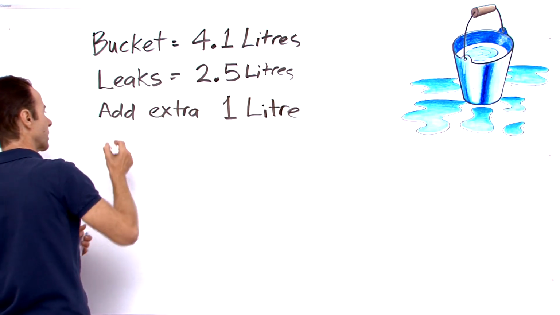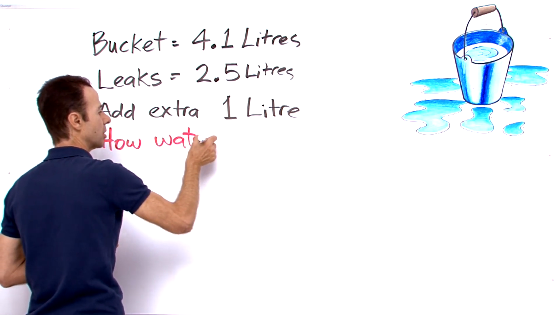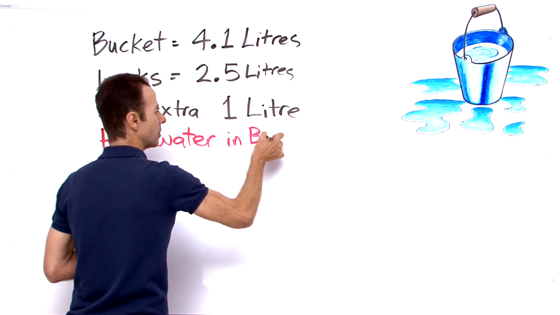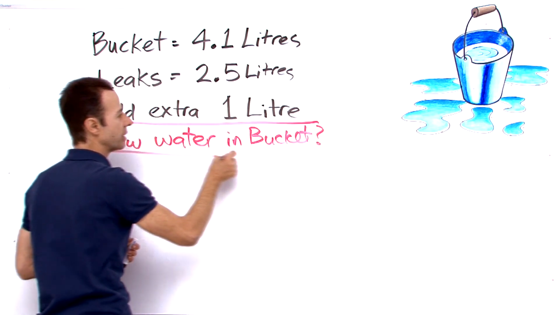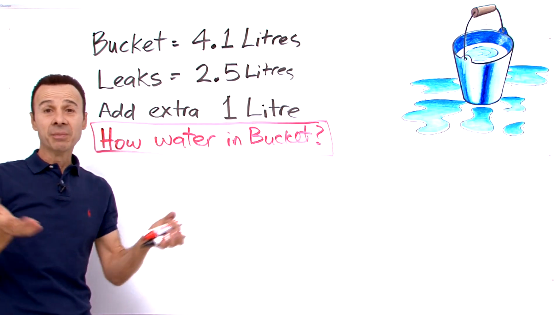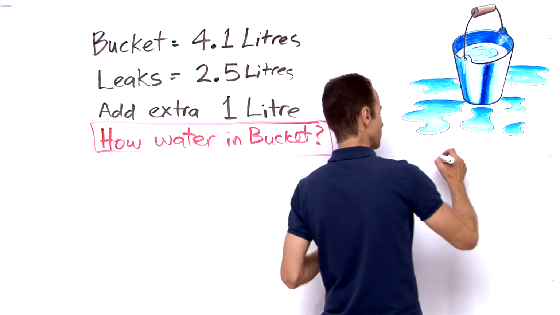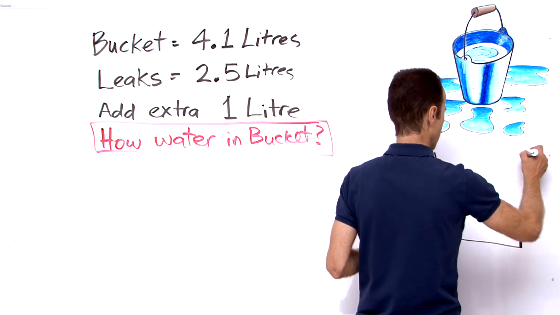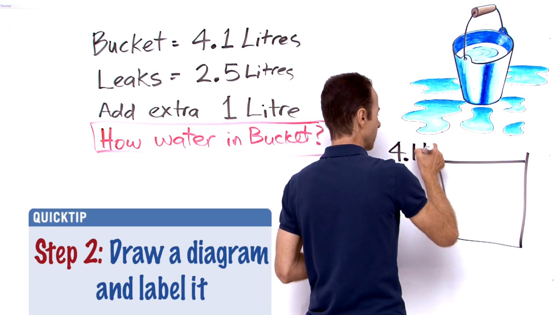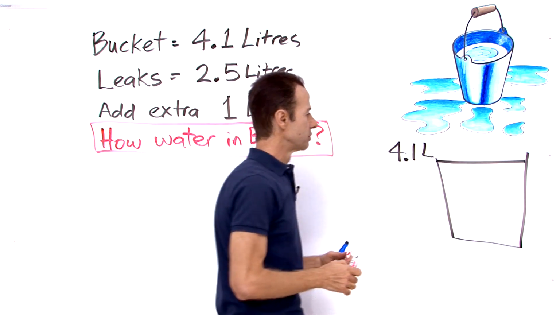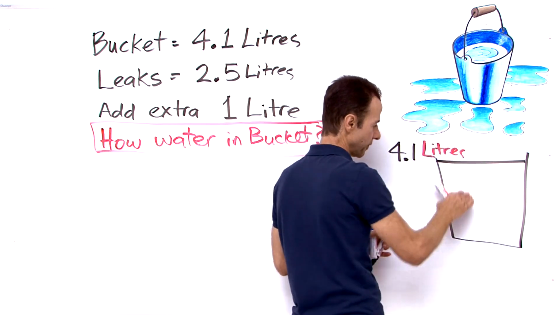Question is, how much water is in the bucket? That's our outcome here in red. That's our target, our mission. How much water's in the bucket? So let's have a look what happens now. We have a bucket, and it's filled to 4.1 litres, 4.1 L. I'll do the L in red. Litres. There it is, filled to 4.1.